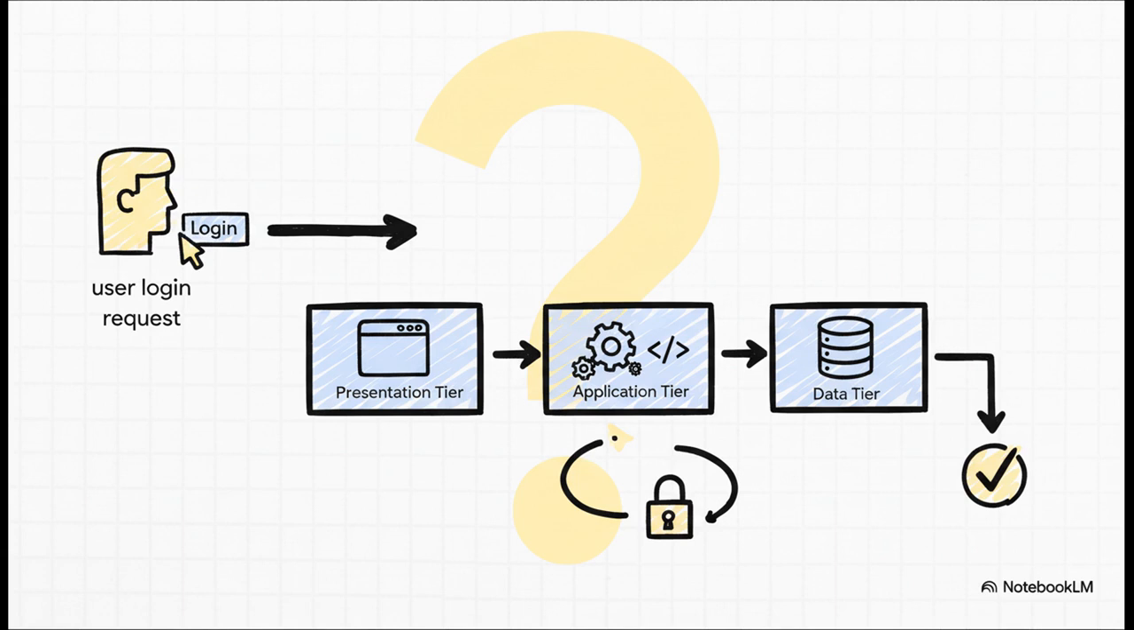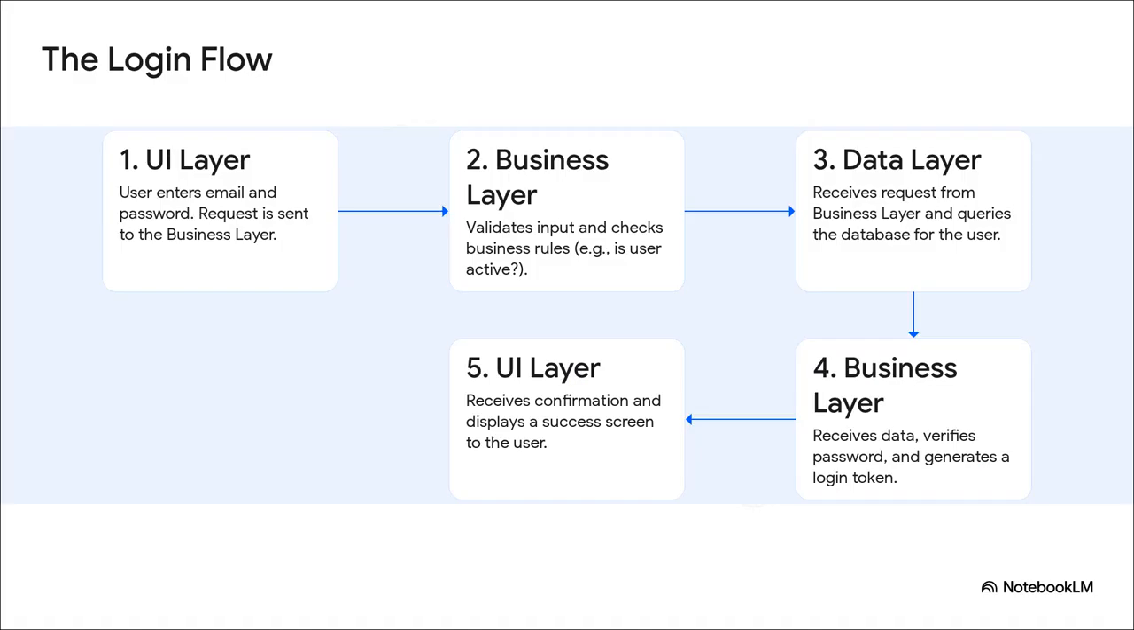We're going to follow it as it travels down through our three-tiered company and then all the way back up again. All right, here we go. 1. The user types their email and password into the UI. 2. The UI bundles that up and sends the request down to the business layer. 3. The managers in the business layer check the rules. Is the email even a valid format? Is this user's account active?